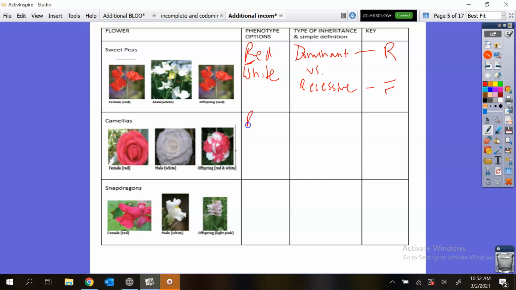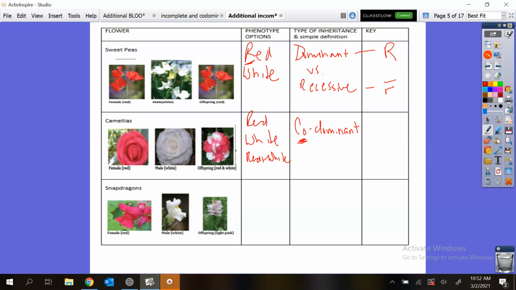So the possible phenotypes: we have red, we have white, and we have red and white. So in this case, this would be codominant because you see both phenotypes being expressed. Like if you had a co-teacher, both teachers are teaching you. Now in this case, that prefix co means to cooperate together. Both are being shown together. So in this case, we use superscripts, okay?